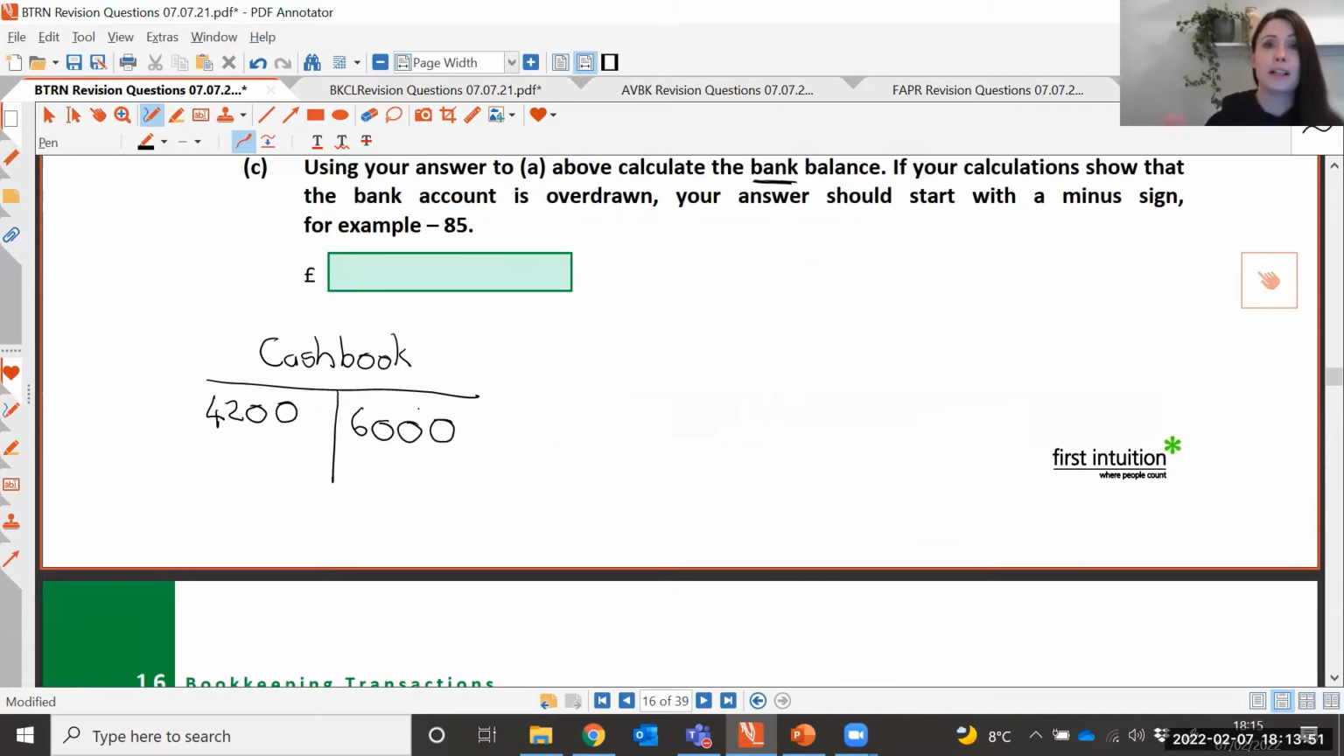So as you can see, we've actually spent more money than what we had coming into the business. So we would do 4,200 less the 6,000, which would give us a minus balance of £1,800. Good, so it just shows that the £1,800 is an overdrawn balance.